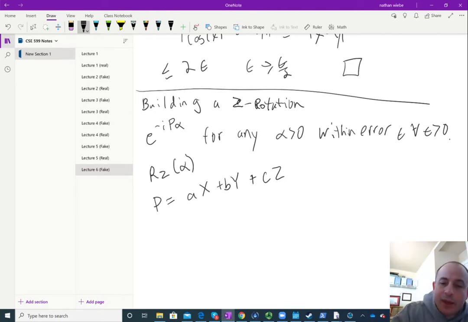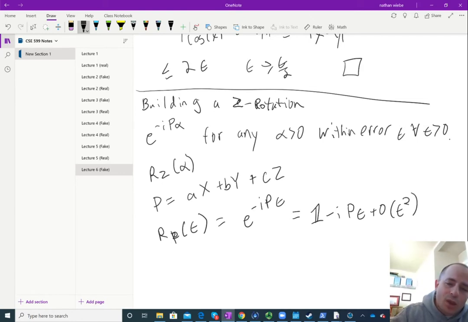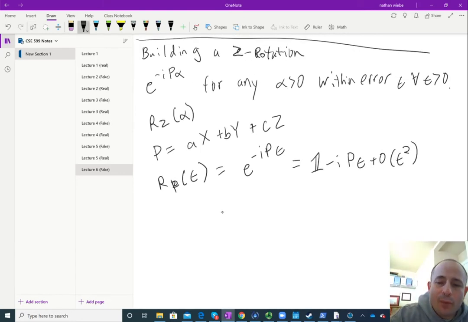So say we want to be able to do this. Now, let's choose a very small rotation angle. R_P of epsilon equals e to the negative i P epsilon. This, by a Taylor series expansion, is 1 minus i P epsilon plus order epsilon squared.